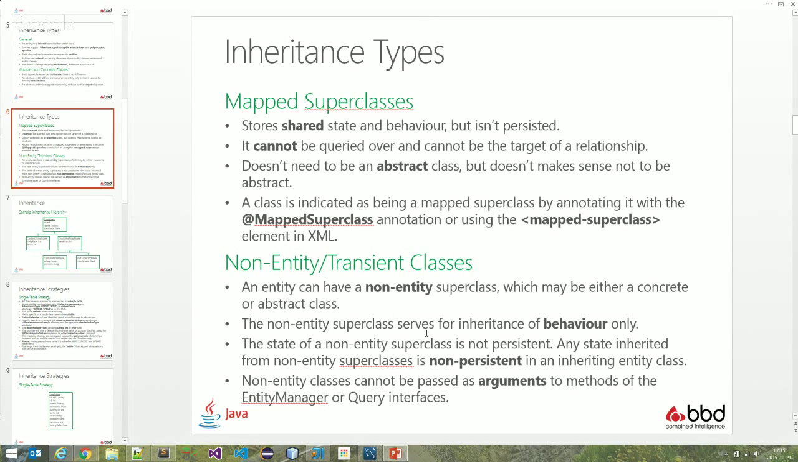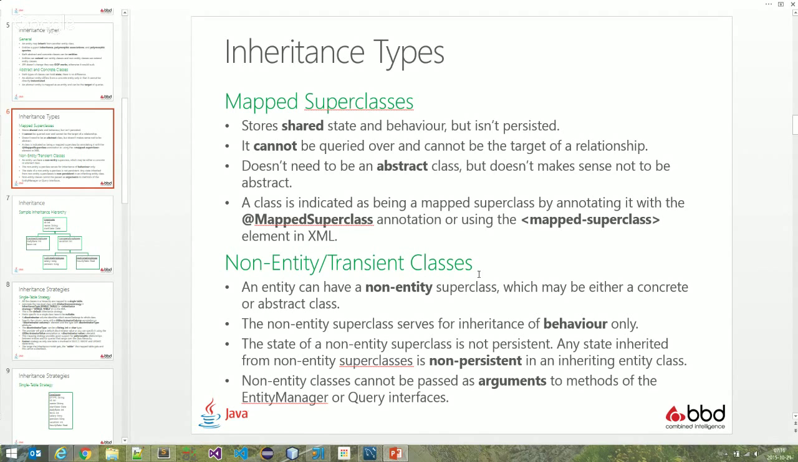The other thing about the non-entity class, you can't use it like an entity at all. So you can't get it back from a query. You can't use it. You can't say persistent. You can't do anything with it. It's just for behavior. And to make something a non-entity transient class, you just don't annotate it with anything.